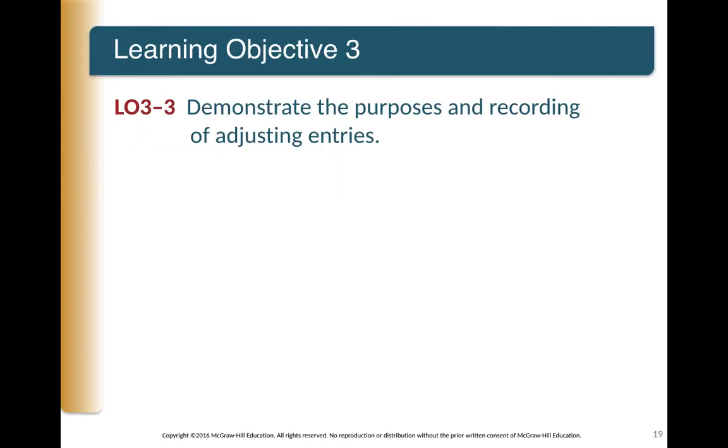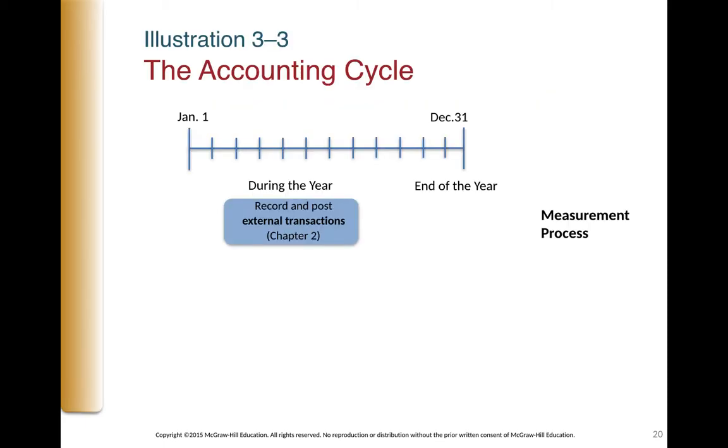So let's look at the measurement process. So now we are making adjusting entries. These are just more transactions that we are recording. So throughout the month, we have conducted business, we've recorded several transactions, and then we get to the end of the month and we discover we have some adjustments and accruals to make. So we're going to add those entries onto our list of transactions.